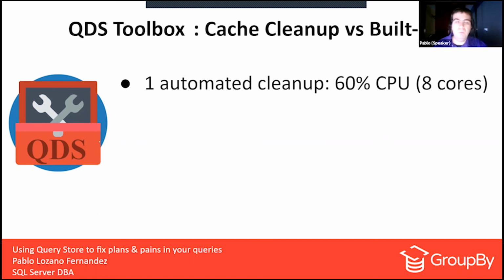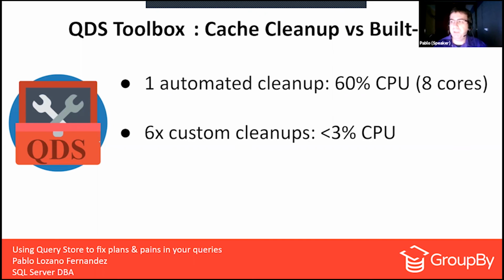So when we had the automatic cleanup, this consumed 60% of CPU on an 8-core box. And after that, we used 6 parallel custom cleanups, and it took less than 3% of CPU consumption. I'm guessing this was 3% CPU because we couldn't narrow it down exactly to a particular process, but we were using Resource Governor for that, and we couldn't find any peak over 3%.